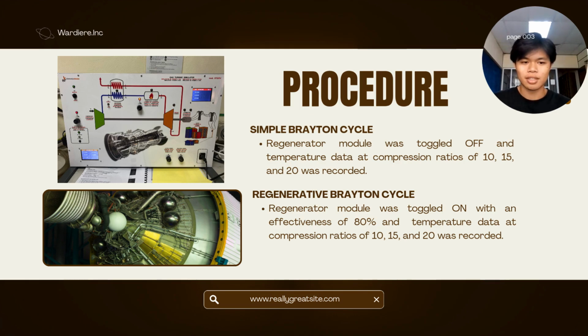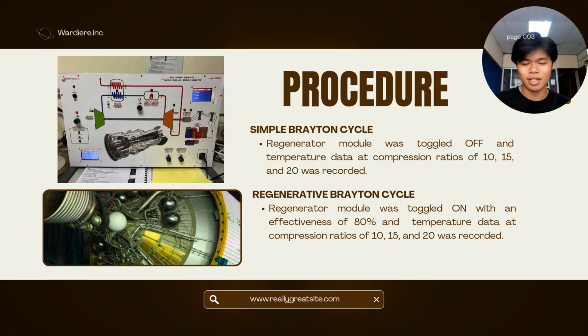For the procedure, for the simple Brayton cycle, we toggled the regenerator model off, and we recorded the temperature data at compression ratios of 10, 15, and 20. So for the simple Brayton cycle, we recorded data for T1, T2, T3, and T4.